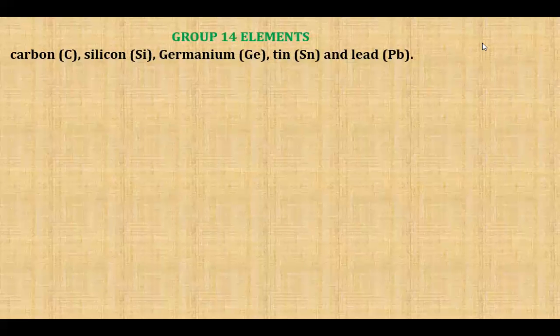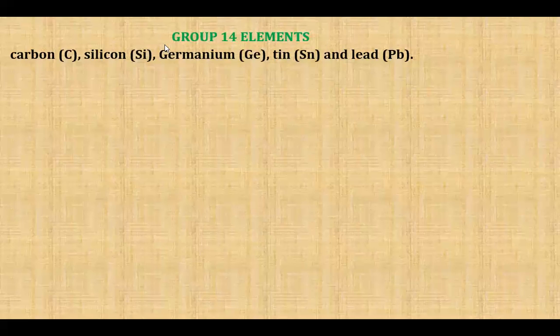Carbon family. Group 14 is very familiarly known as the carbon family. Group 14 elements are carbon, silicon, germanium, tin, lead. The symbols are: carbon C, silicon Si, germanium Ge, tin Sn, and lead Pb.